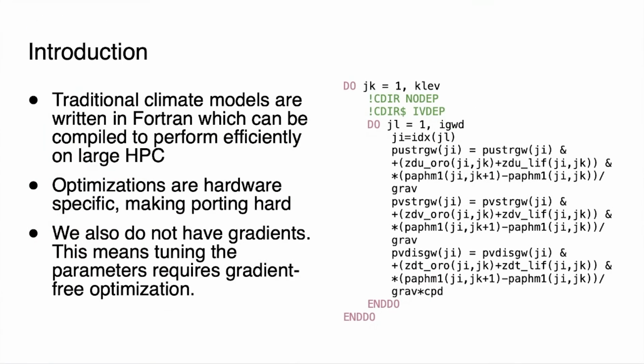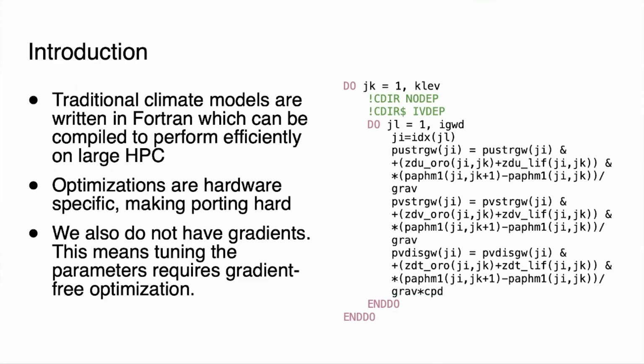Traditionally, climate models are written in Fortran, and they can be compiled to perform efficiently on large HPC systems that are composed of CPUs primarily. There's a few things that are great about them in that they're efficient. They've been around for a long time. They encode a lot of well-understood physics and science.